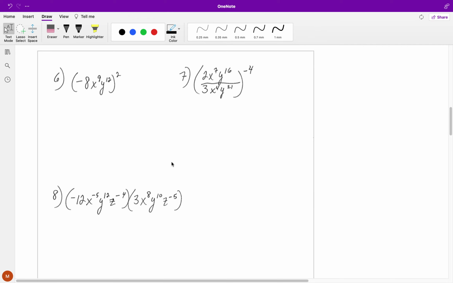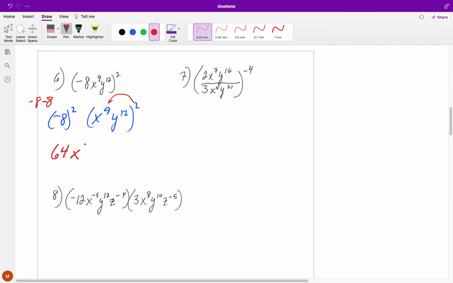Okay, now these ones get a little bit harder because now we're adding a few things in it. So we had that power of 2. Remember, I'm going to separate these into my coefficients, so negative 8 squared, and then my variables, x to the 9th, y to the 12th, squared. Well, negative 8 squared is negative 8 times negative 8, which turns to positive 64. And our rule with a power to a power is we multiply. So 9 times 2 is 18, and 12 times 2 is 24. So this becomes 64 x to the 18th y to the 24.